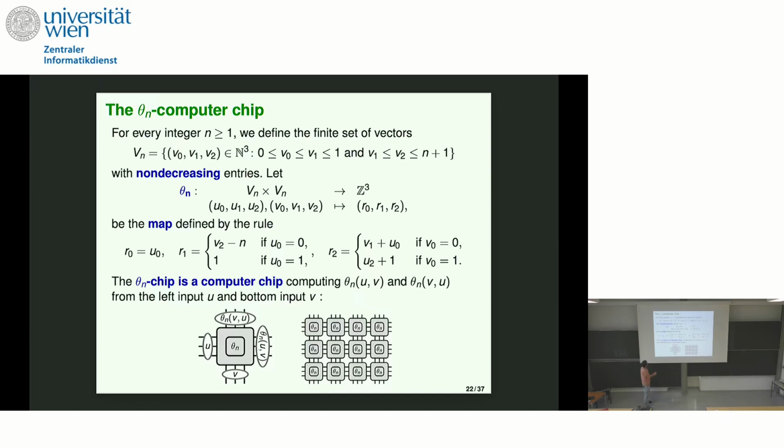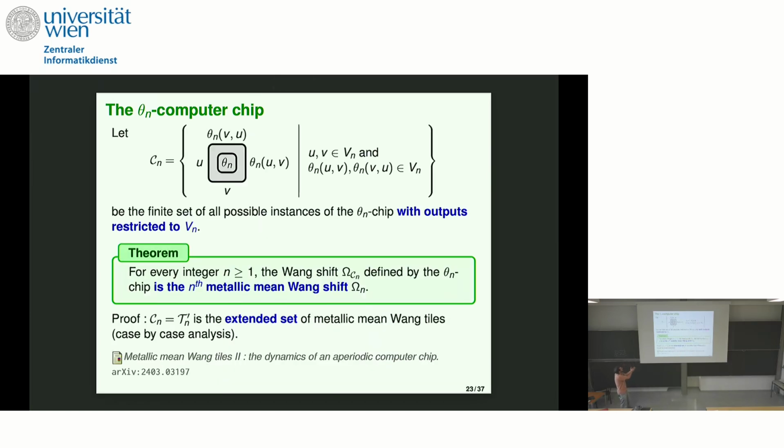And then what do you do? You construct Wang tiles by defining a computer chip which, given input U and V, will output theta n of UV here and theta n of VU here on top. And then the idea, we want to glue the chips together in such a way that it computes something. So the output needs to match what the input can be. So this adds a restriction on the type of computation. And in fact, it defines a set of Wang tiles. So what is the set of Wang tiles? It's the set of instances of the chip in such a way that the inputs are in Vn and the output as well.